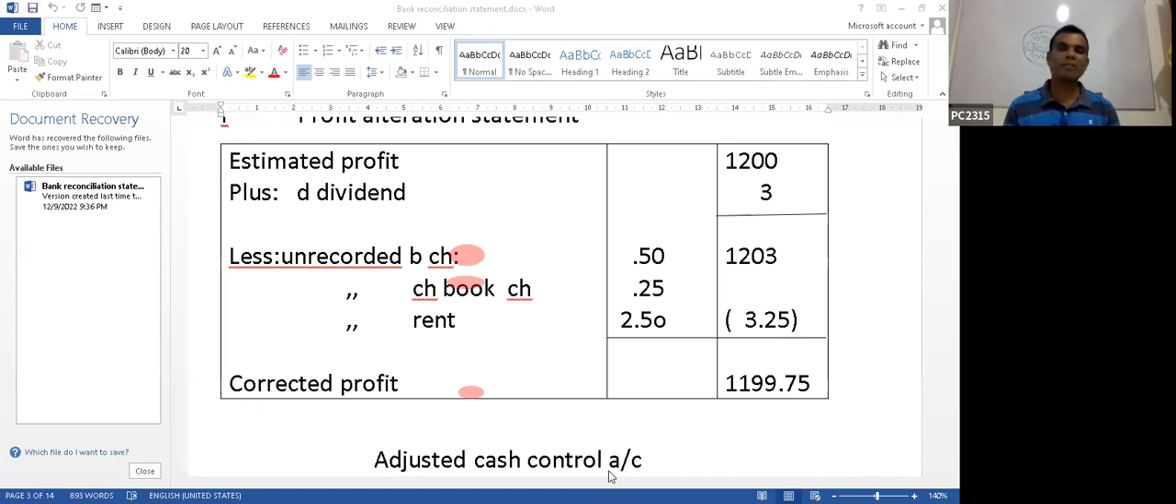You see, an error committed by the business. It can be treated as an error committed by the business. So, an error committed by the cashier. 2000 can be treated as an error committed by the cashier or the business. Now, this 100 can be treated as a bank charge, an unrecorded bank charge. Unrecorded bank charge.